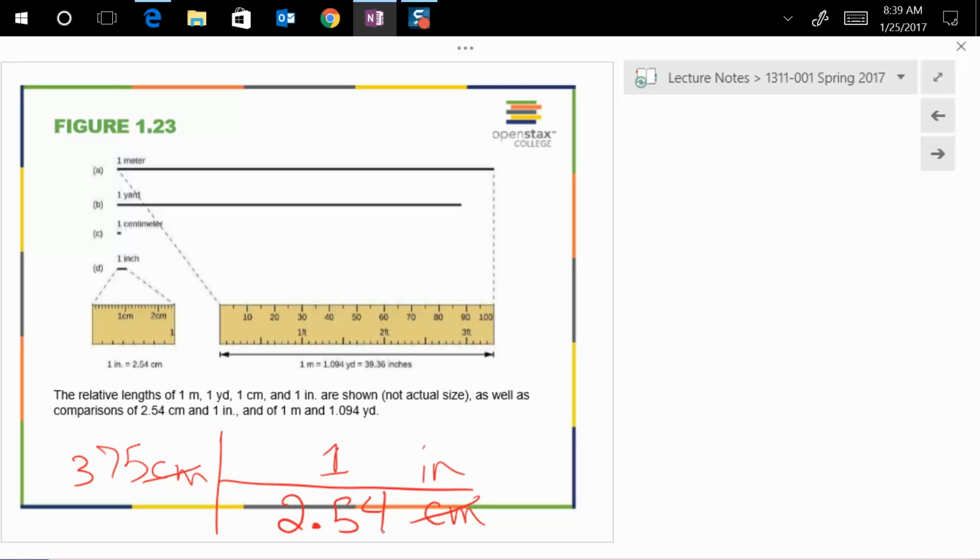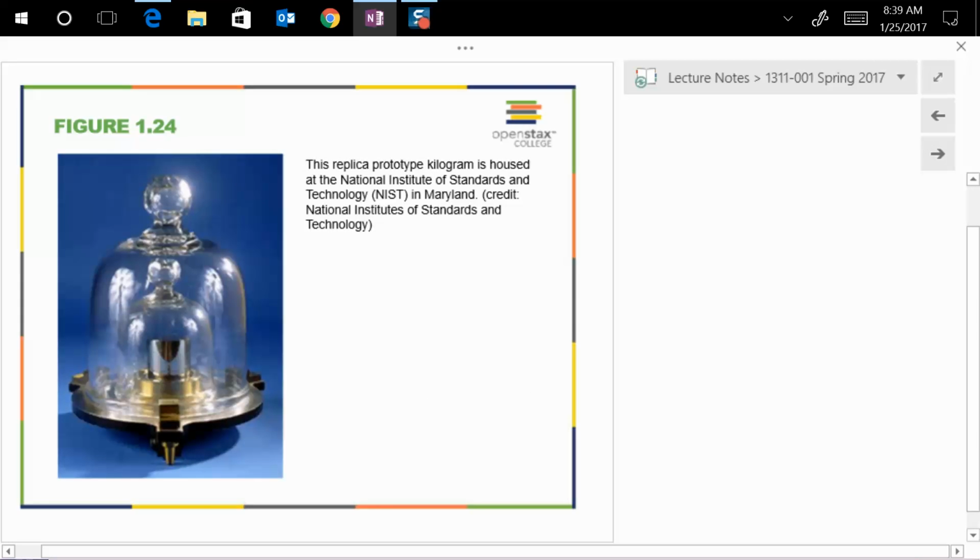So in that way, we will be converting a lot of things. We'll be doing a lot of dimensional analysis and conversions in here. Okay, this is just showing you how the National Institutes of Standards and Technology maintain what certain volumes or masses are.